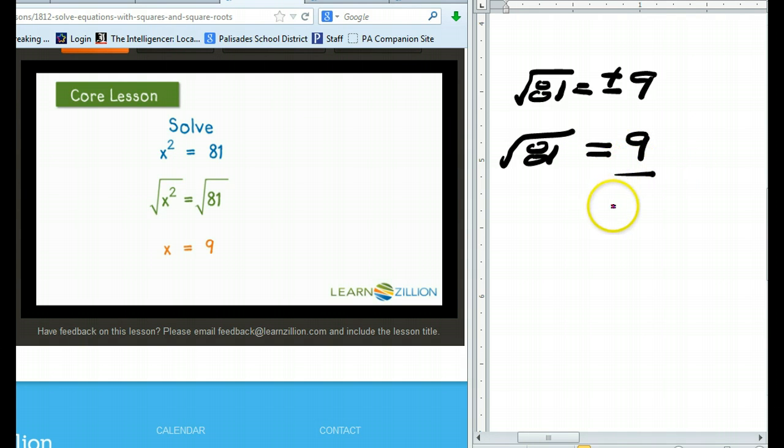Now, this may be confusing, but when you get to higher applications of mathematics, you'll understand when you need to use plus or minus 9 and when you need to use 9. Right now, I'm not too concerned about it.